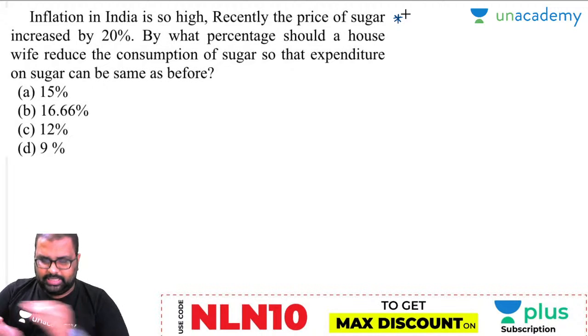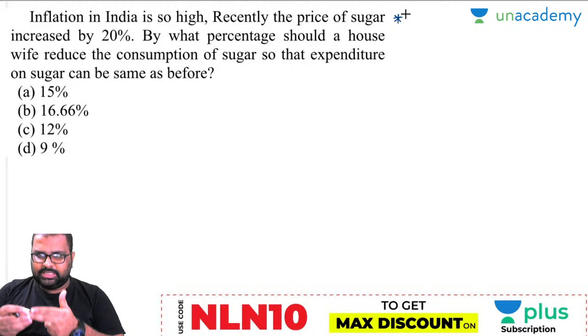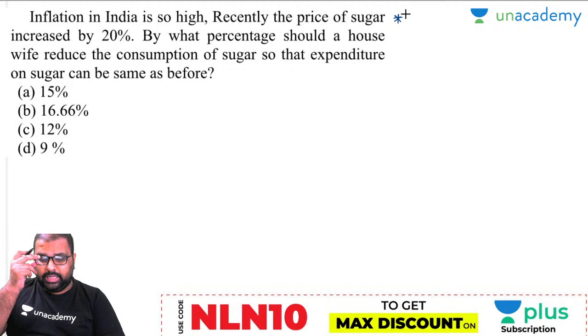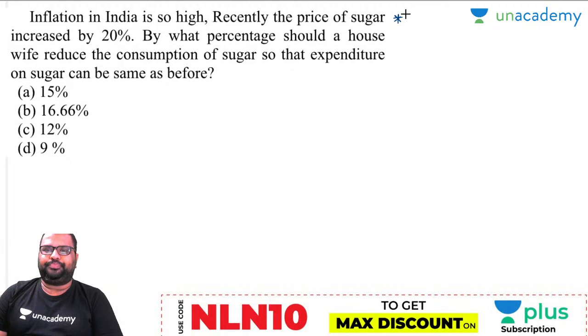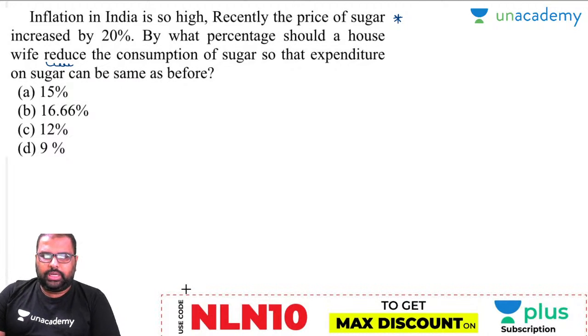Now the question is, observe here carefully. Inflation in India is so high, it seems. Recently the price of sugar increased by 20%. By what percentage should a housewife reduce the consumption of sugar so that the expenditure on sugar can be the same as before? This is the question asked.